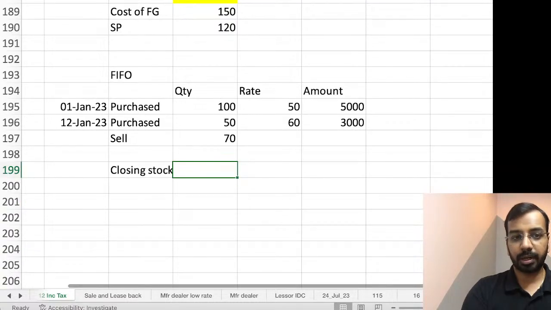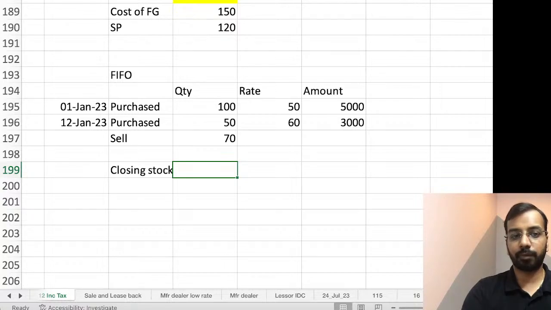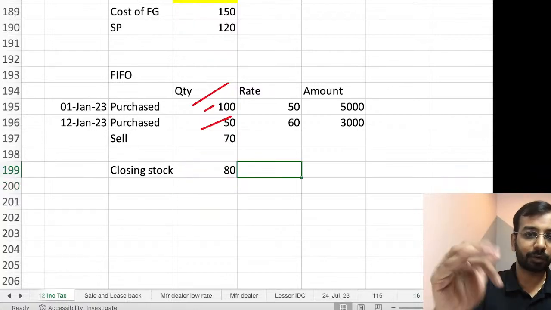You purchased 100, then you purchased 50, total 150. You sold 70, so your closing stock is 80. If your closing stock is 80, as per the FIFO method, first in, first out, means first lot we will sell first.